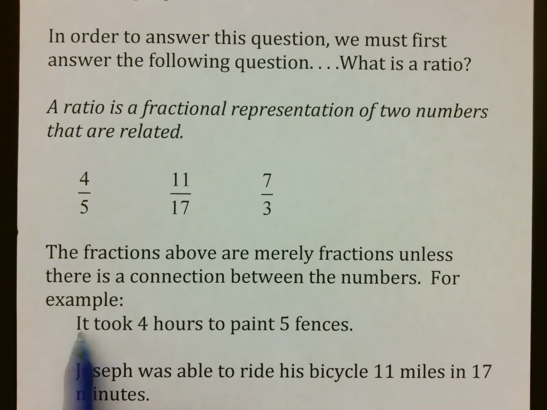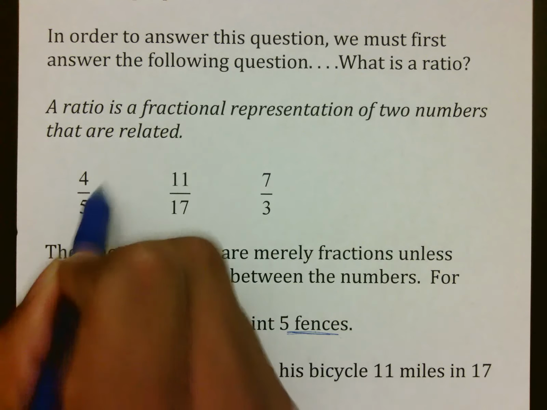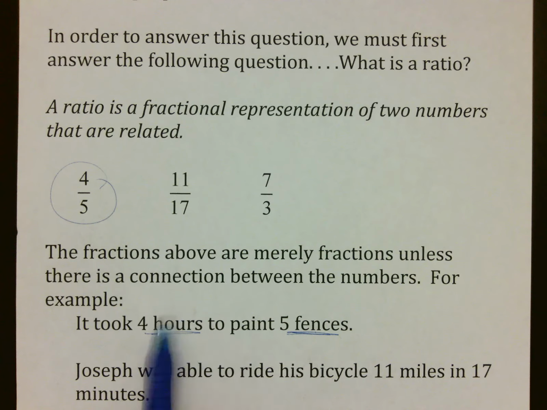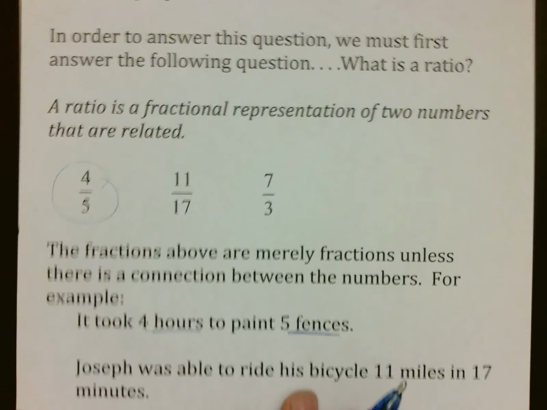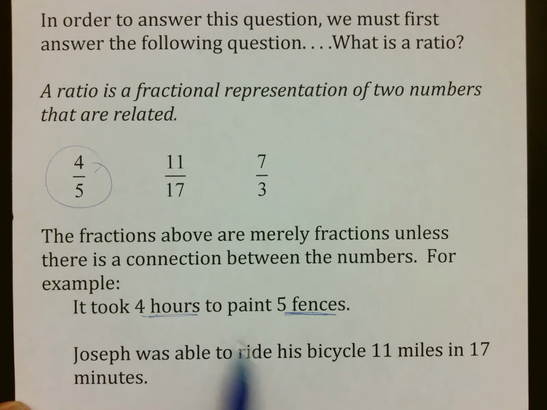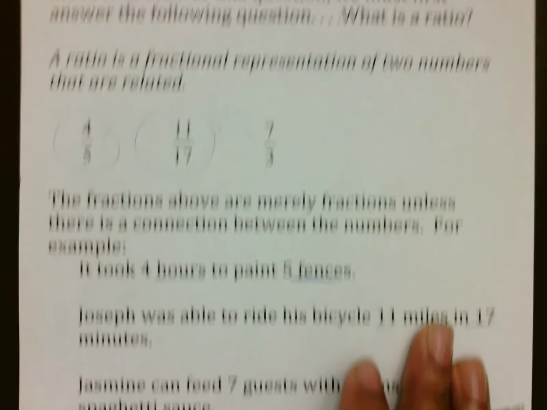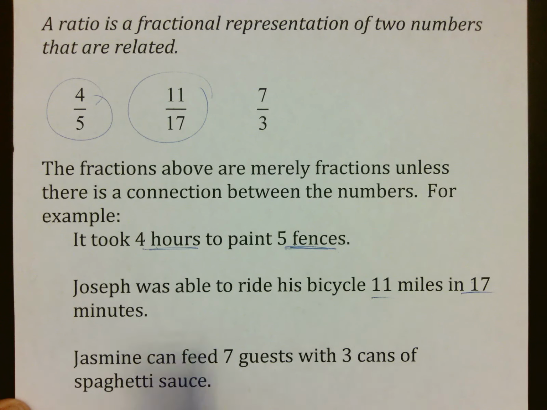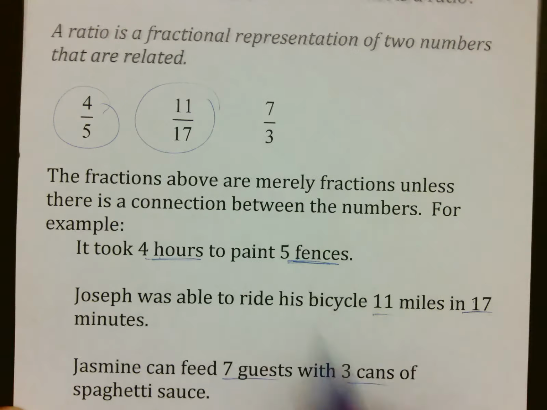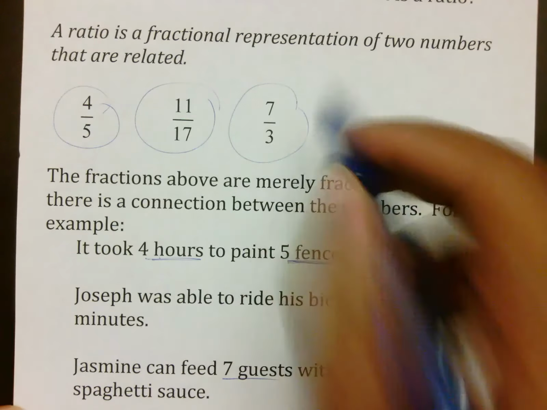For example, if it took 4 hours to paint 5 fences, these two numbers are attached. That would be a ratio for 4 hours to paint 5 fences. If Joseph rode his bicycle 11 miles in 17 minutes, these two numbers are attached because you go 11 miles in 17 minutes. That would form a ratio or a fraction with the numbers 11 and 17. If Jasmine can feed 7 guests with 3 cans of spaghetti sauce, these two numbers here are attached, 7 guests with 3 cans of spaghetti sauce, which means that this, even though it is a fraction, could also be considered a ratio as well.